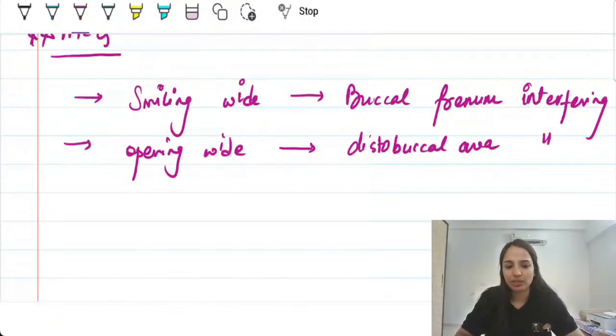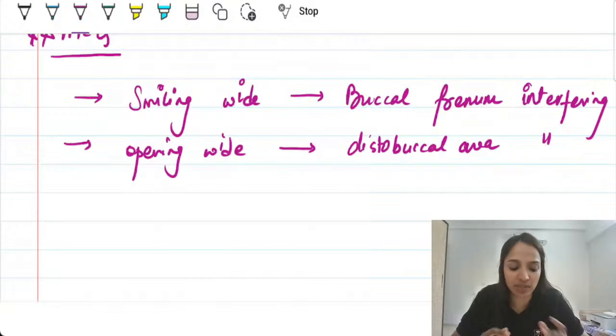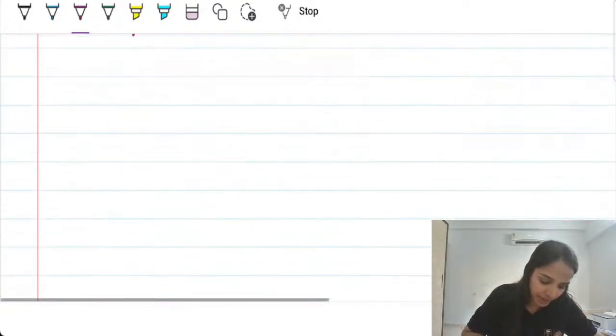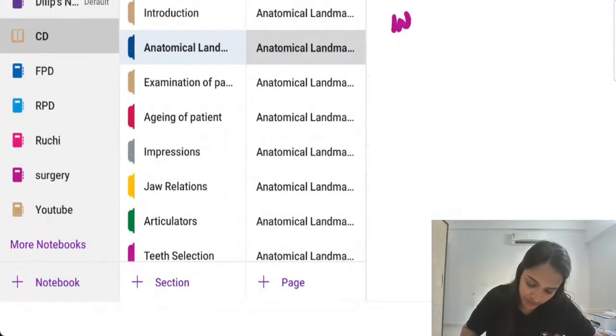We may think that anatomical landmarks are not very important, but the core of your entire denture, or the foundation of it, starts from your anatomical landmarks. This is something that you should always remember. Now, what else can we cover from here? I have some images that we can discuss.